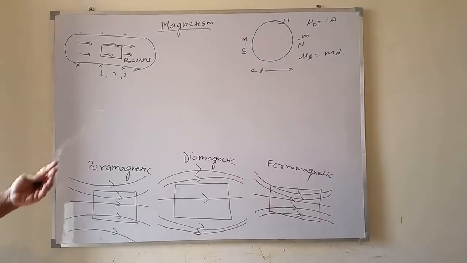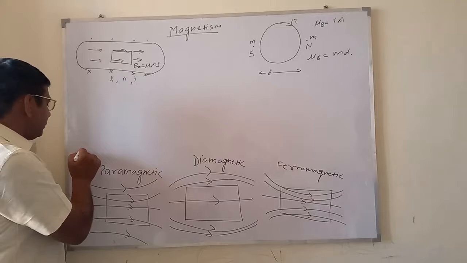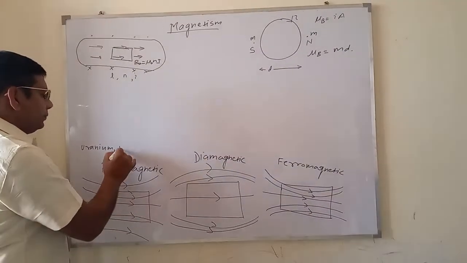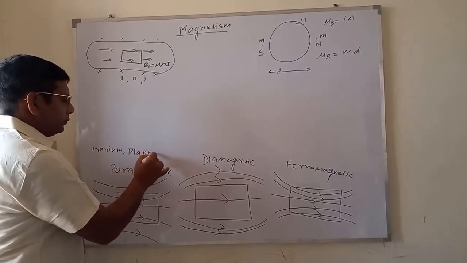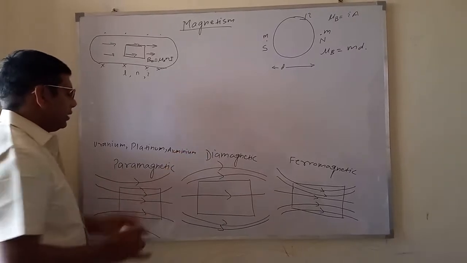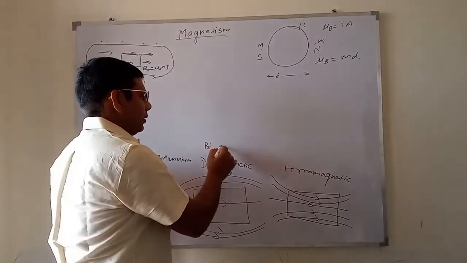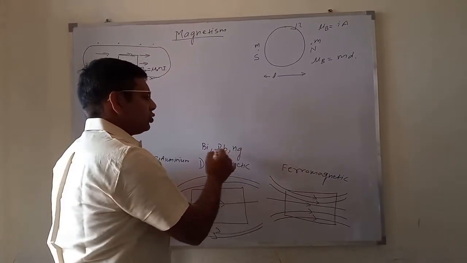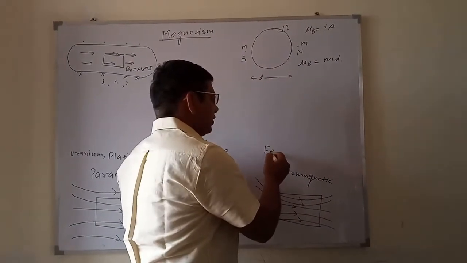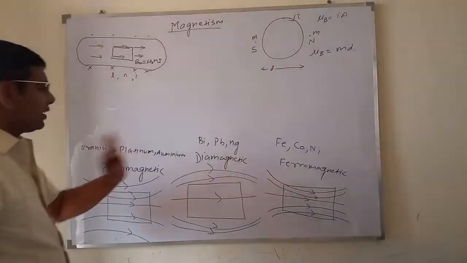So what are the examples of these materials? If we take this one, uranium, then platinum, aluminum. Right? For this one, examples we can take are bismuth, Pb, Hg. There are so many other examples also, and this is very popular: Fe, cobalt, nickel, and so on. So these are the examples.